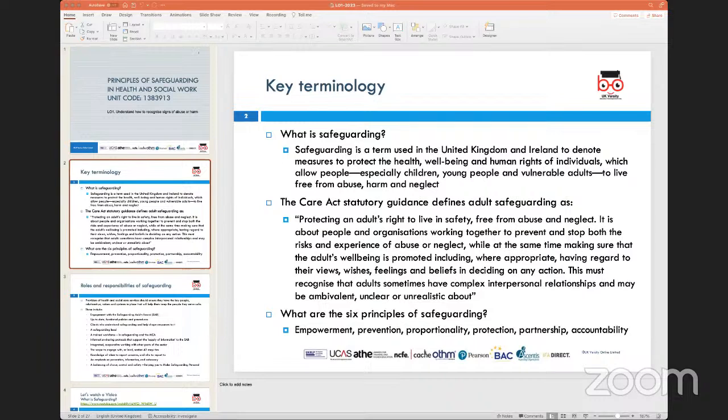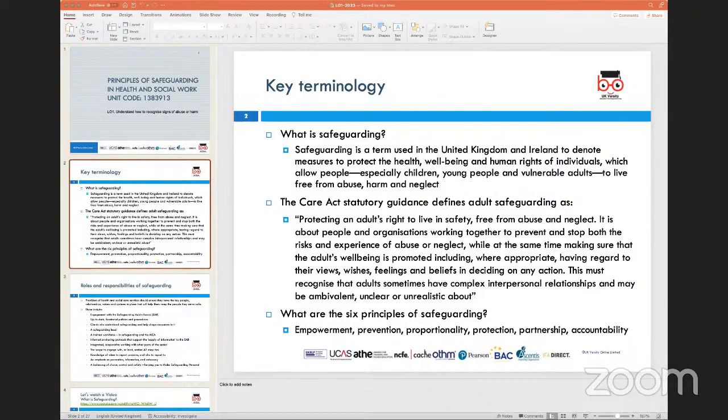Now, when this concept originated, obviously it has undergone some sort of change, but basically there are 6 principles of safeguarding, and they revolve around these 6 aspects, which are empowerment, prevention, proportionality, protection, partnership, and accountability. We'll go into all of these in a bit more detail in the subsequent slides, but I just wanted to put a bit of context here before we start: what is safeguarding?